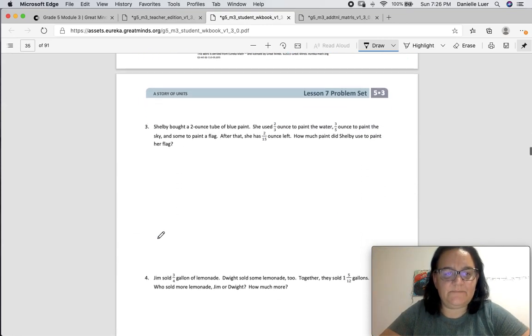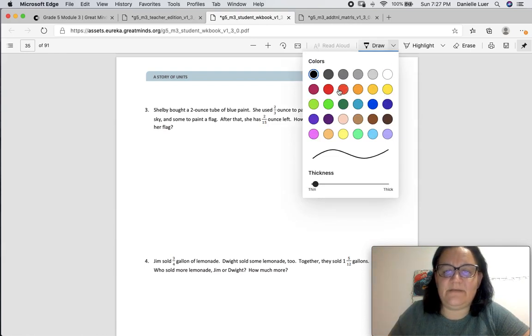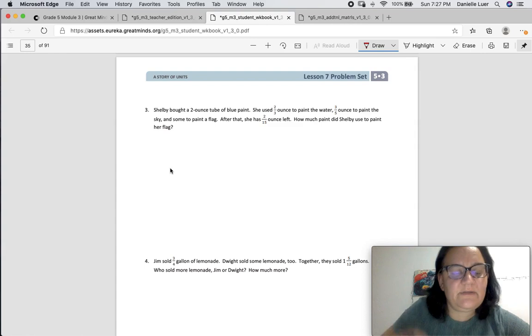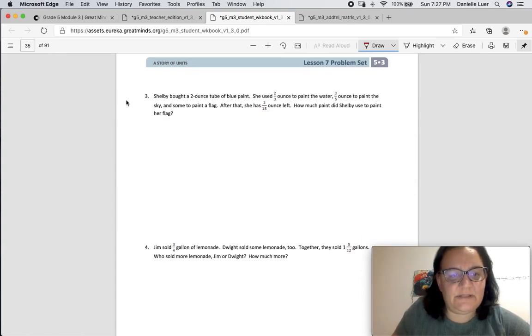Number 3, Shelby bought, story problems, I know you love them. They take a long time, but they are really good to get you to read carefully. Some of you don't read as carefully as you should. Shelby bought a 2-ounce tube of blue paint. She used 2/3 ounces to paint the water, 3/5 ounce to paint the sky, and some to paint a flag. After that, she had 2/15 of an ounce left. How much did Shelby use to paint her flag?